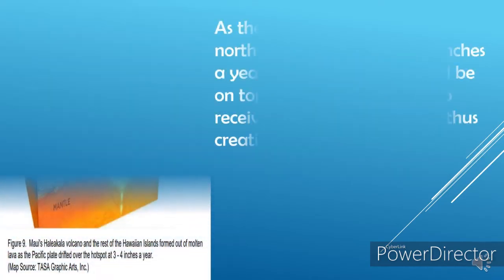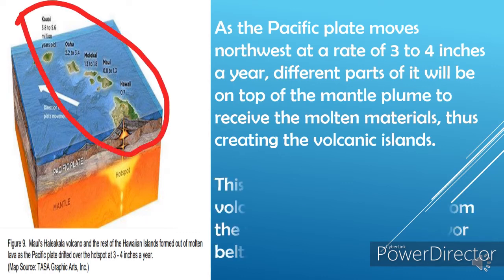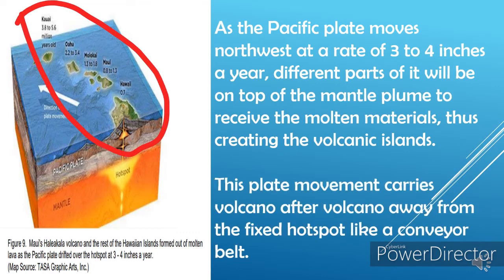As the Pacific plate moves northwest at a rate of 3 to 4 inches a year, different parts of it will be on top of the mantle plume to receive the molten materials, thus creating the volcanic islands. This plate movement carries volcano after volcano away from the fixed hotspot like a conveyor belt.